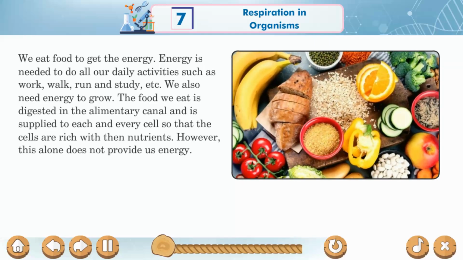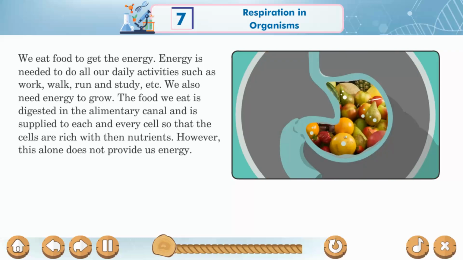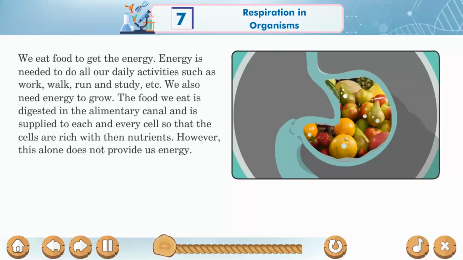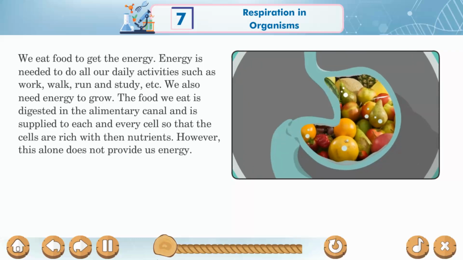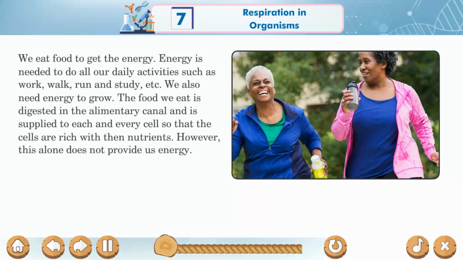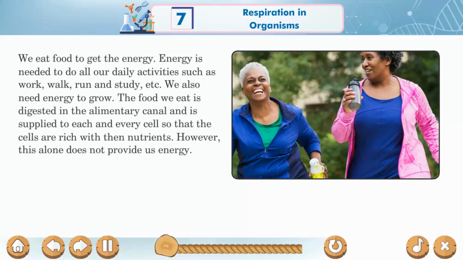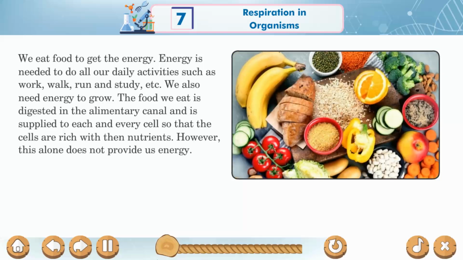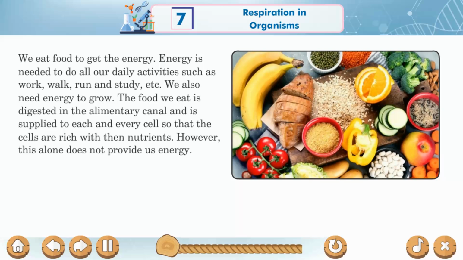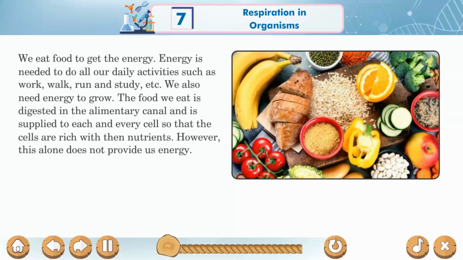We eat food to get the energy. Energy is needed to do all our daily activities such as work, walk, run and study, etc. We also need energy to grow. The food we eat is digested in the alimentary canal and is supplied to each and every cell so that the cells are rich with the nutrients.